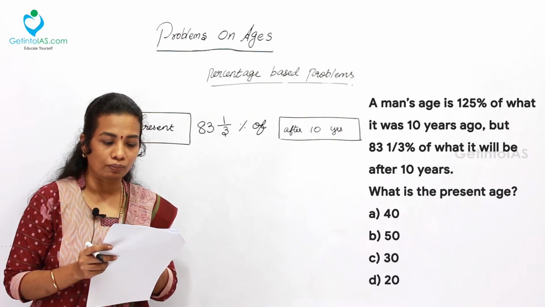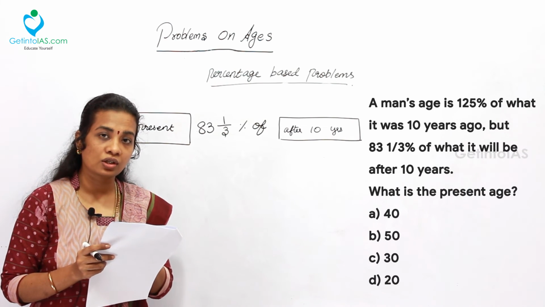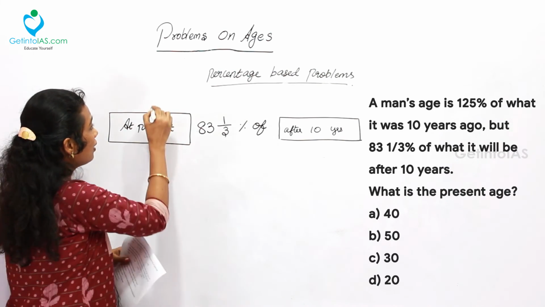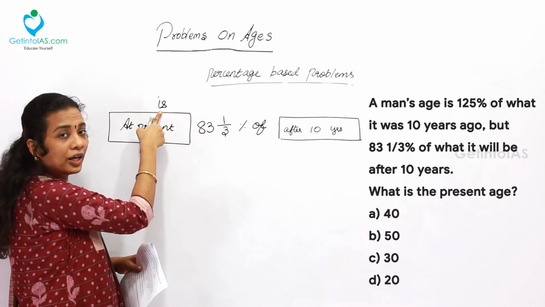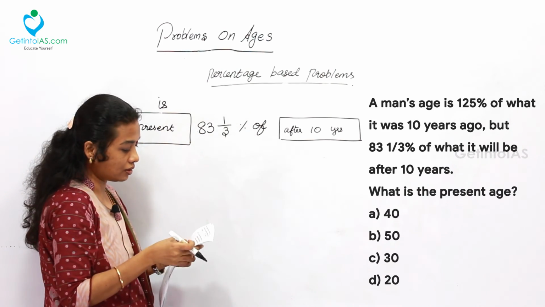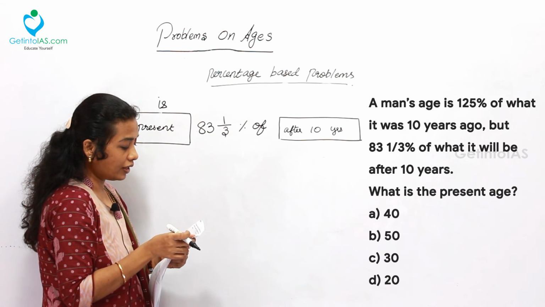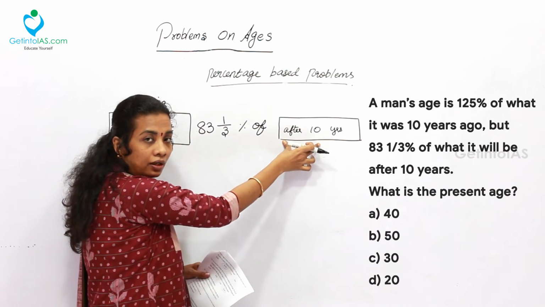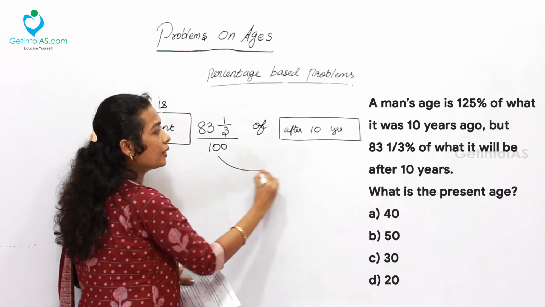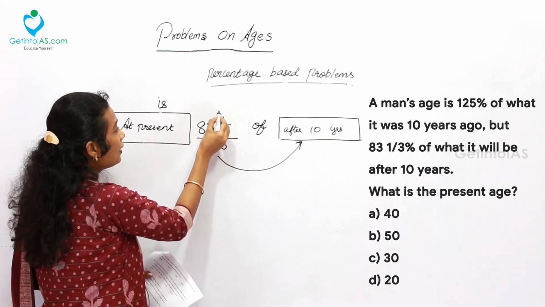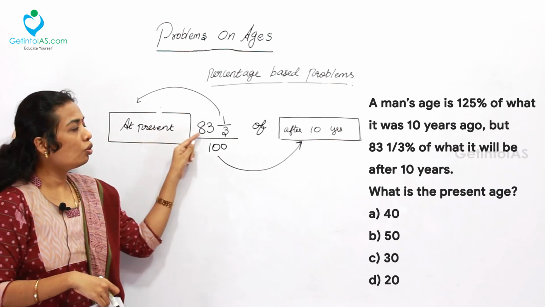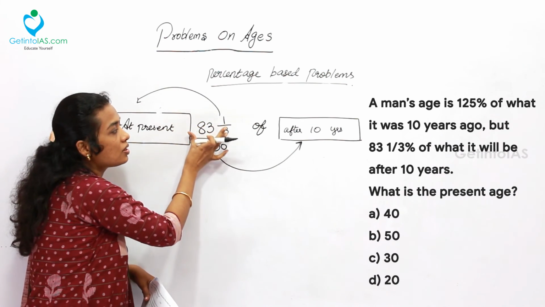This 'but' denotes whom? The 'but' denotes the first person of the sentence. In this, a man's age is, right? This 'but' is denoting the 'is'. 'Is' means at present. That's what we have taken here. 83 1/3% of what is given, that is, succeeding 'of', what it will be after 10 years. So, after 10 years, the denominator part, erasing the percentage, this denominator 100 is after 10 years, and this 83 1/3 belongs to at present. That's all. No need to make this an improper fraction. Just have it as it is.